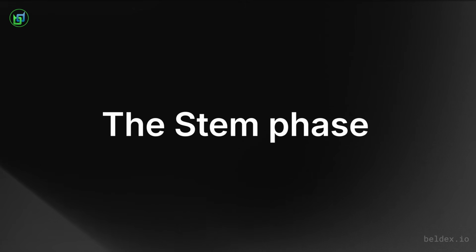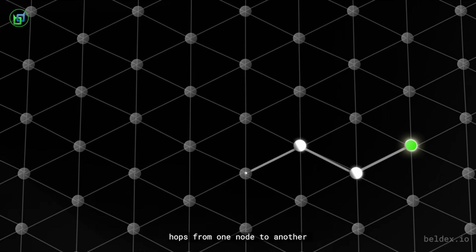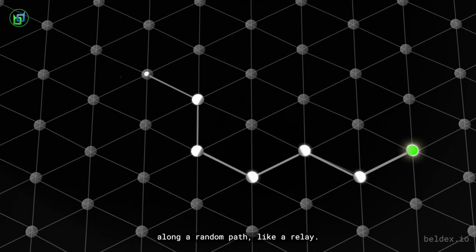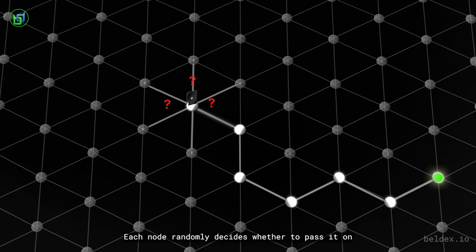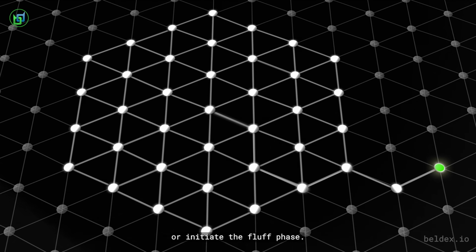The stem phase. Your transaction quietly hops from one node to another along a random path, like a relay. Each node randomly decides whether to pass it on or initiate the fluff phase.